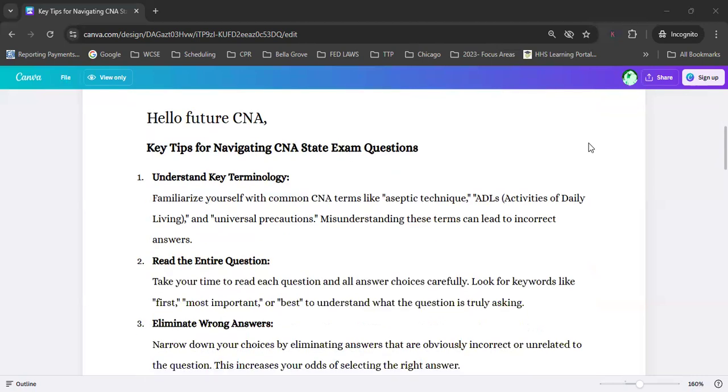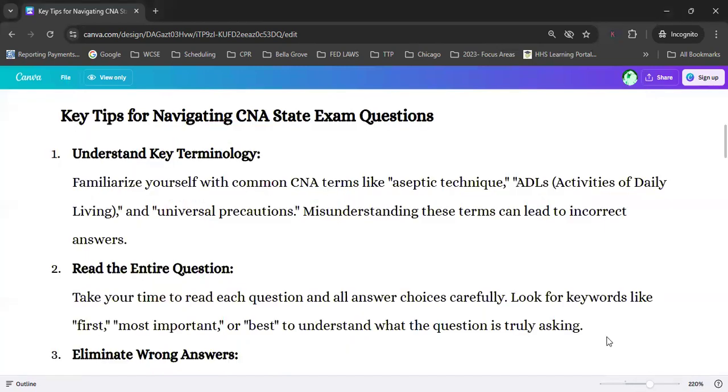First, we're going to be talking about key tips to help you navigate the CNA exam questions. A lot of times, students are feeling very confident about their skills, but sometimes when they're having questions, it can get a little tricky. So, I want to give you some of the tips that have helped our students pass their exams successfully. First of all, number one is understanding key terminology.